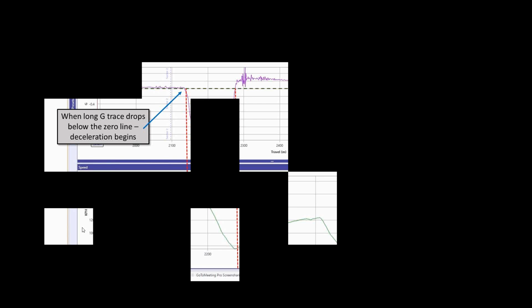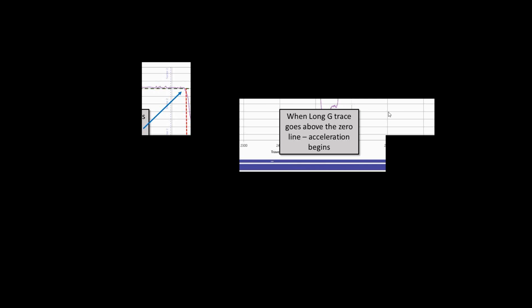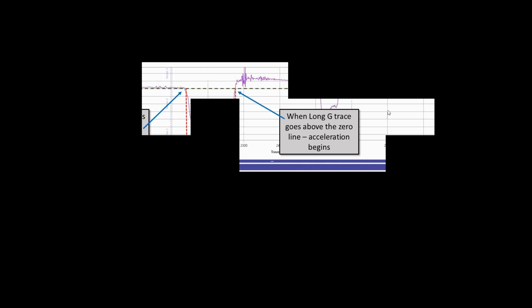whenever the longitudinal G trace drops below the zero line, that's when the car begins to slow or is slowing. At any time the G trace goes above the zero line, that's when acceleration begins. So I'm hoping I'm not beating the obvious to death here, but I know from my own experience this was a little confusing at the beginning.